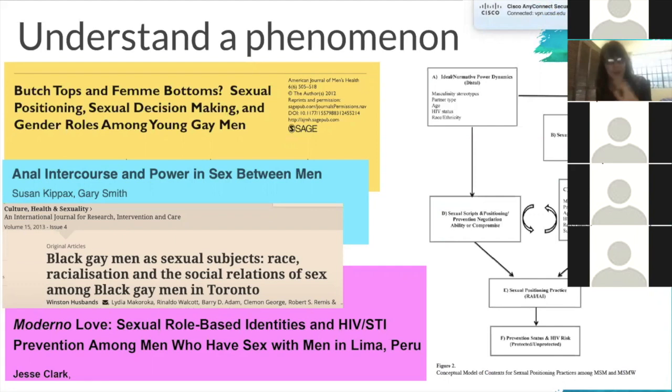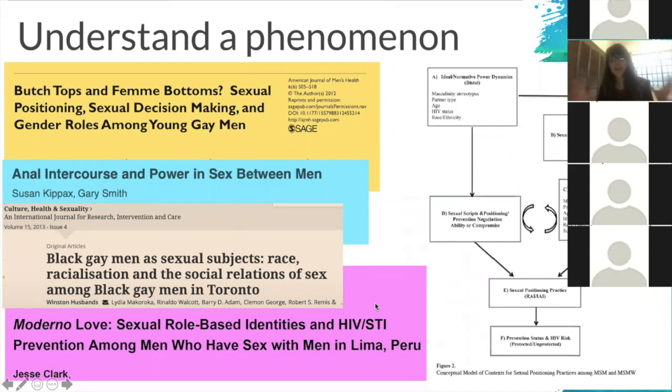I am pretty sure that very few people read that paper. But basically, there was an acknowledgement in the HIV research community that sexual positioning was important in both individual and population level transmission, and it was investigated in much more depth. And several findings came out from these studies.